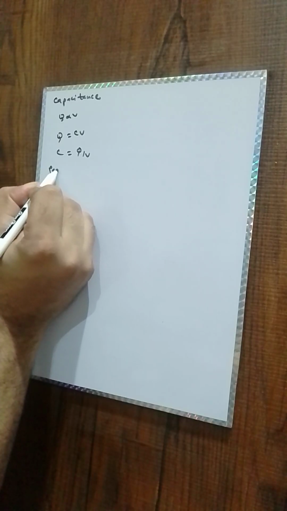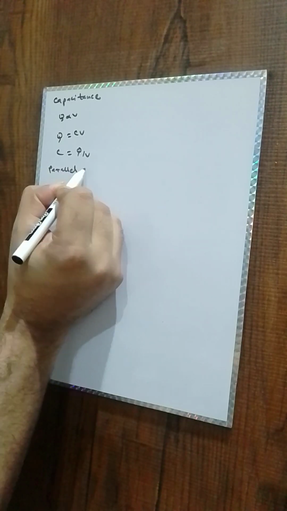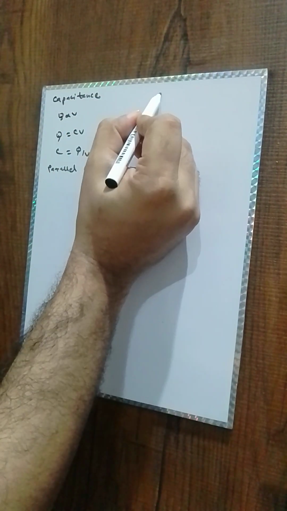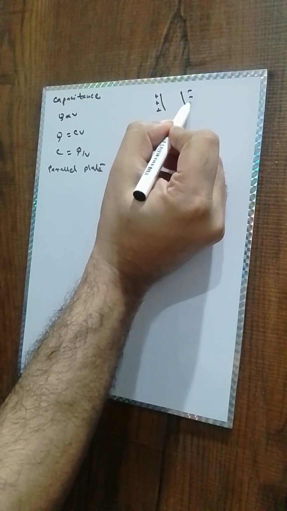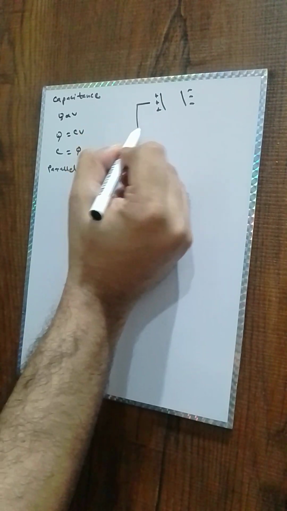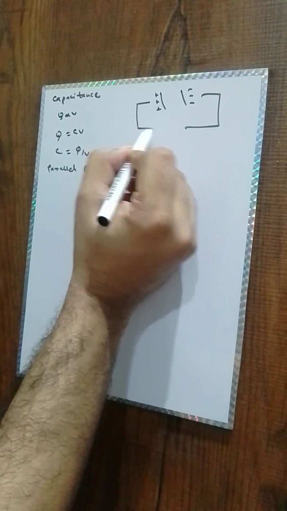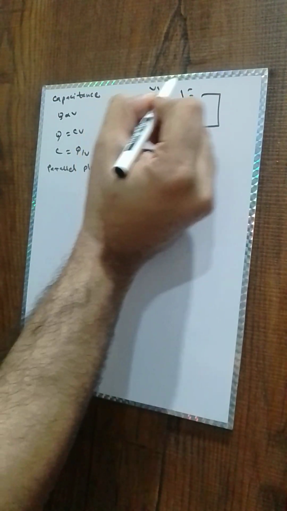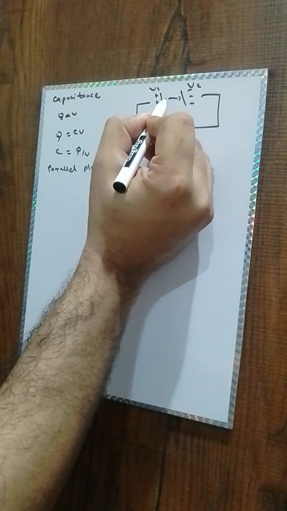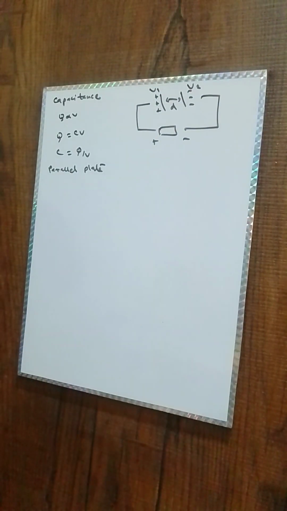We have a parallel plate situation, and we have a schematic for it as well. The plus charge in this sheet, the minus charge in this sheet, and here is the circuit with the battery, plus and the minus charge, and here we have this voltage 1 and voltage 2, and here we have this distance d.